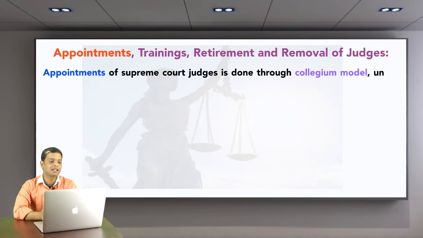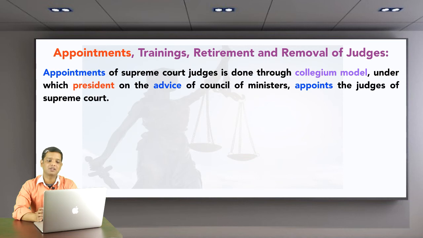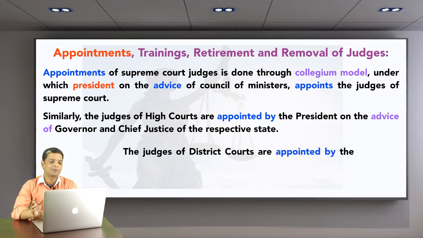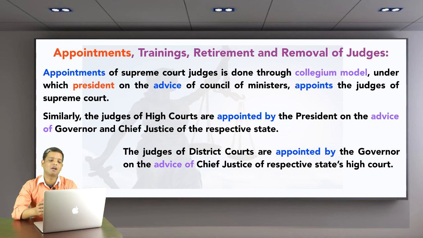Our third topic is appointments, training, retirement and removal of judges. In this topic we have discussed the appointments of judges. So let's check it out. Appointment of Supreme Court judges is done through the collegium model, under which the President, on the advice of the Council of Ministers, appoints the judges of the Supreme Court. Similarly, the judges of high courts are appointed by the President on the advice of the Governor and Chief Justice of the respective state. Thirdly, the judges of district courts are appointed by the Governor on the advice of the Chief Justice of the respective state's high court.